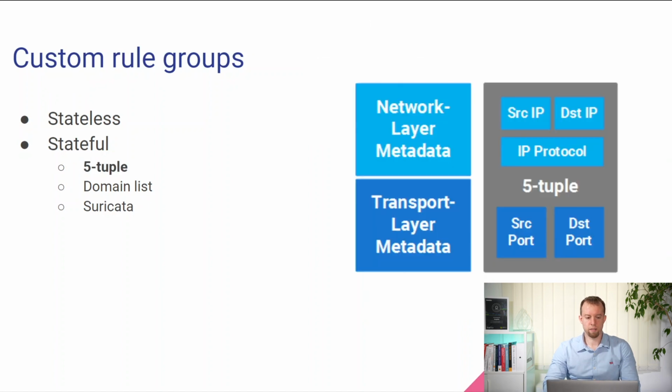So there are three types of stateful rule groups. One is the 5-tuple, which is the most basic kind of stateful rule. There are 5 options that we can define for the 5-tuple rule group. One is the source IP address range, the source port, the destination IP range, and the destination port, along with the IP protocol.